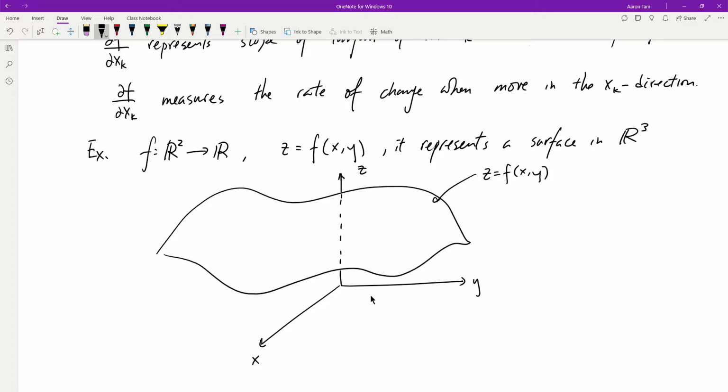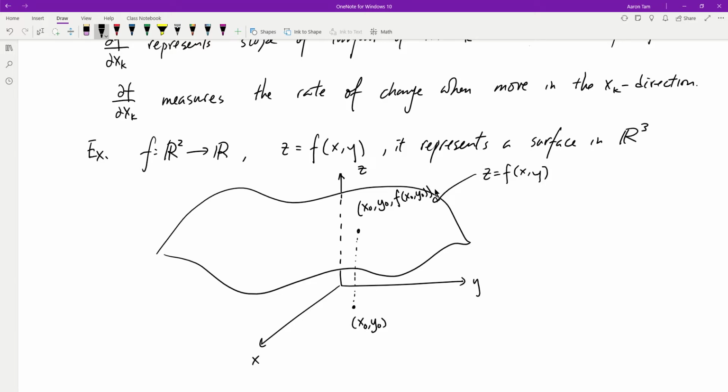What I'm going to do is define a point in the domain. Remember, our domain is the xy plane. That point is going to be called x sub 0, y sub 0. This point corresponds to a point on the surface somewhere. It doesn't matter where, but I'll say right here. And that corresponds to the point x sub 0, y sub 0, f of x sub 0, y sub 0, which is the point on the surface.